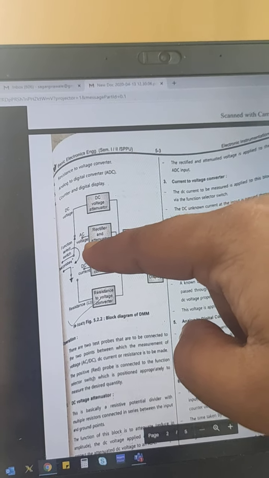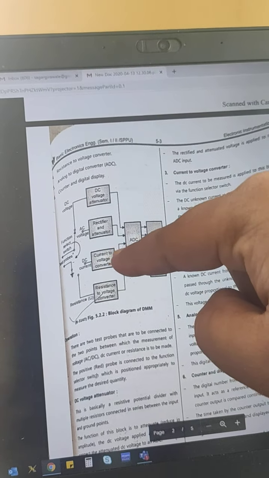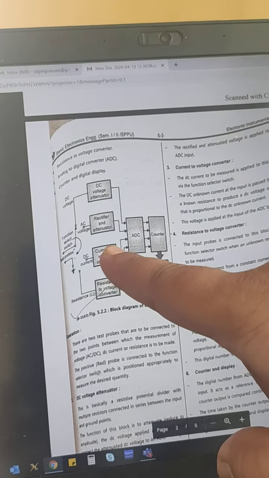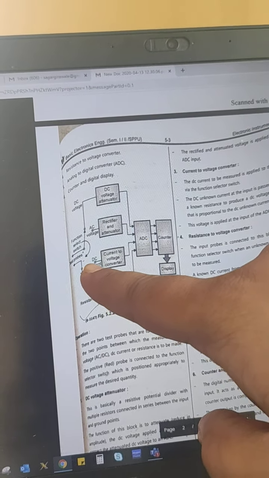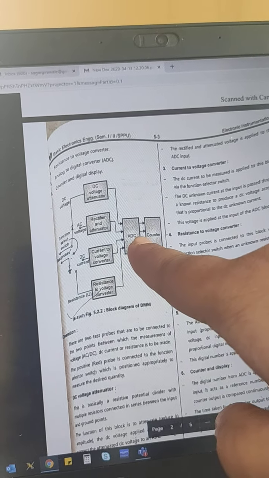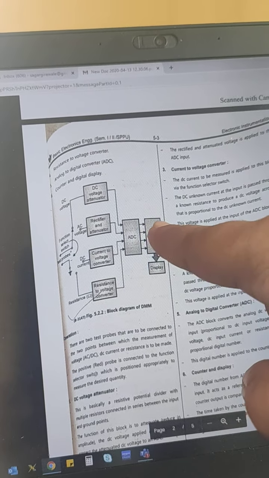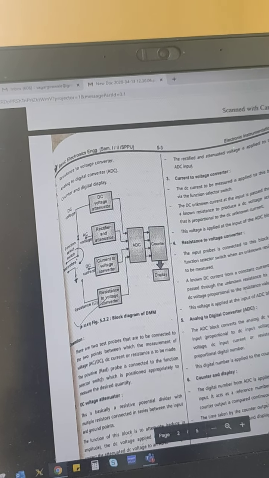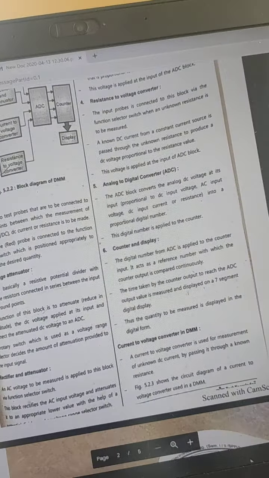Suppose we have to measure AC voltage, we apply it to rectifier and attenuator. Suppose we have to measure a current, we apply it to the current to voltage converter. Basically the unknown DC current is passed through a known resistance to produce a DC voltage across it, that is proportional to the DC current. Then apply to ADC. The purpose of ADC is to convert analog signal into digital signal, and then apply to counter and then to display, so whatever value is required we can display it. So this is the digital multimeter. This is a very important topic.